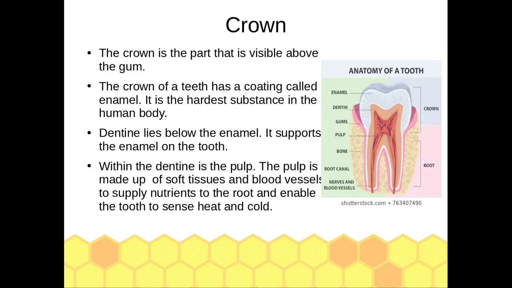Then the third one is pulp. Pulp is present inside the dentine. The pulp is made up of soft tissues and blood vessels to supply nutrients to the root and enable the tooth to sense heat and cold.